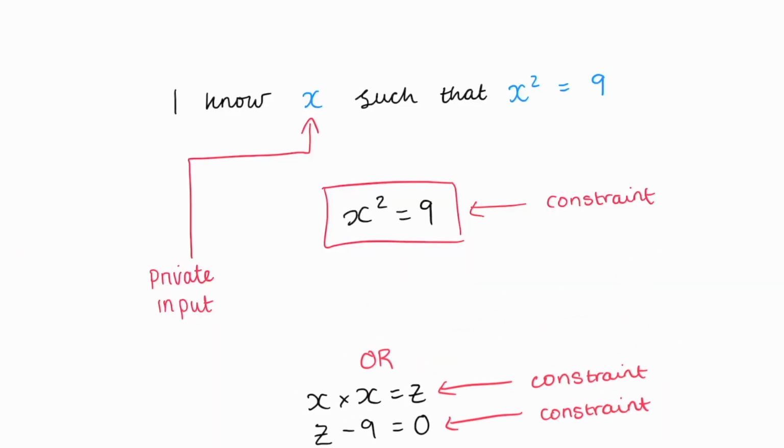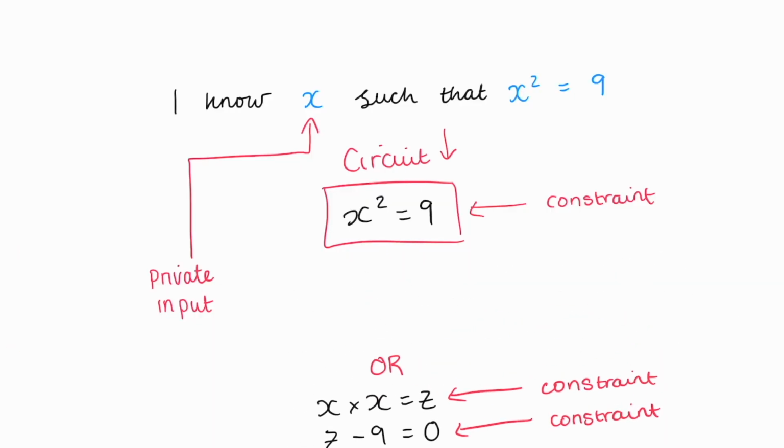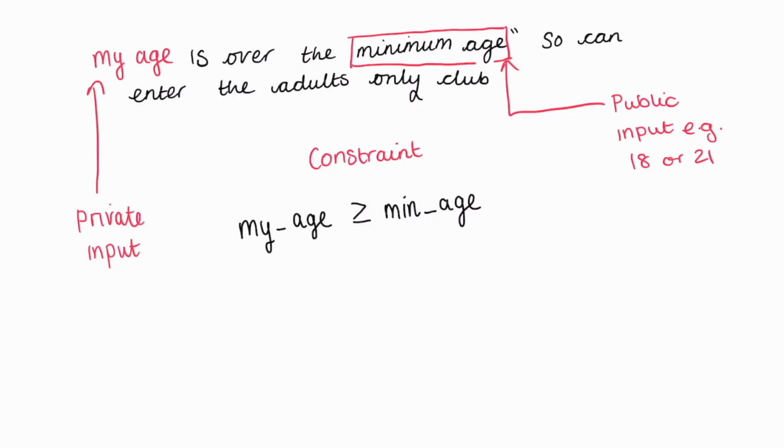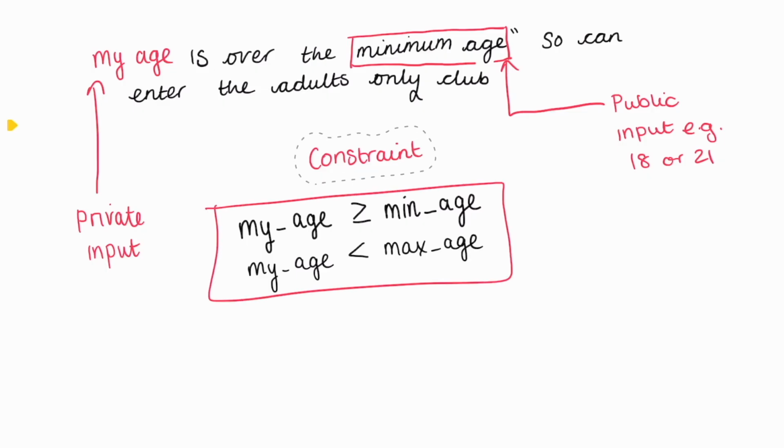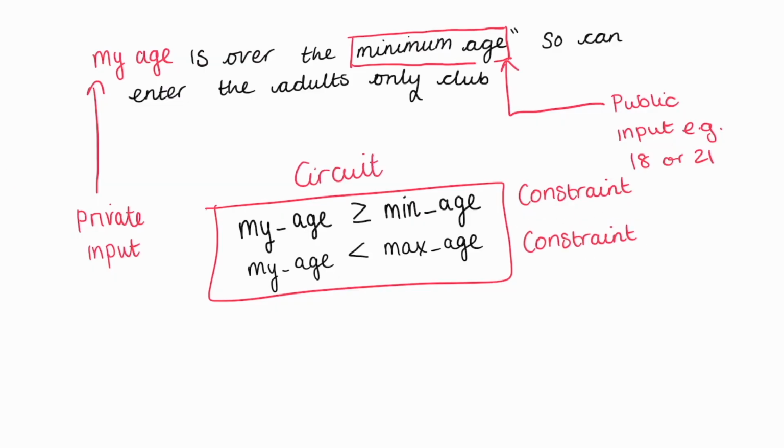Let's return to our examples. For our first example, we could only have one constraint. So therefore, our circuit is in fact just this one constraint. In our second example, I am over the minimum age, therefore I can enter the club. Perhaps we also want to have a maximum age. I am over this minimum age, but below some maximum age. Therefore, we would have two different constraints. These two different constraints together would make up the circuit in this example.